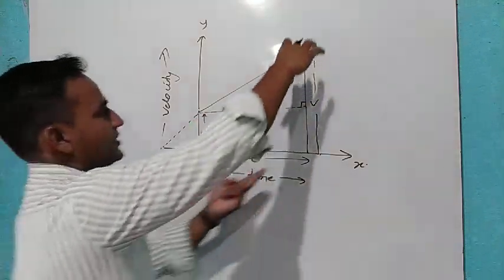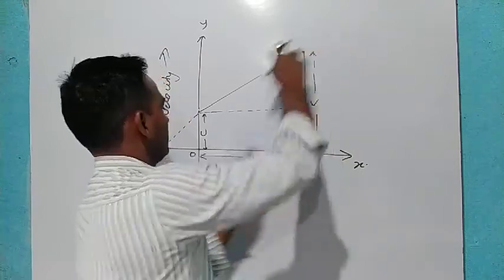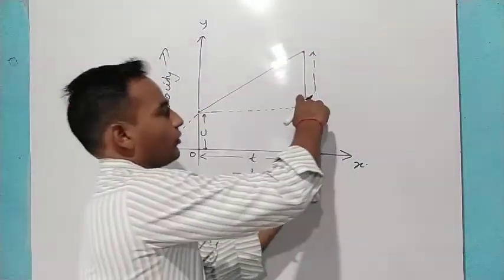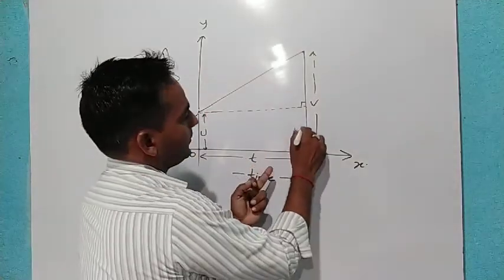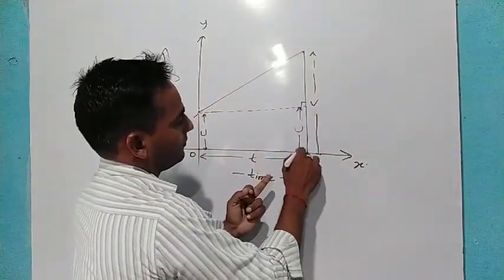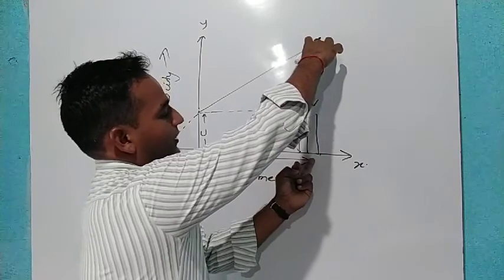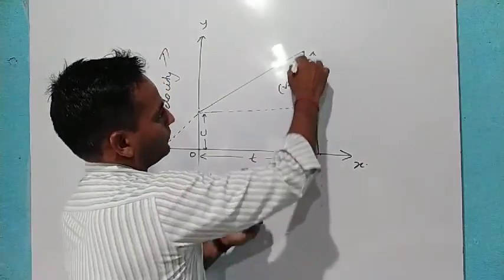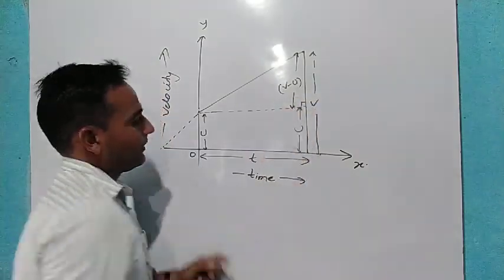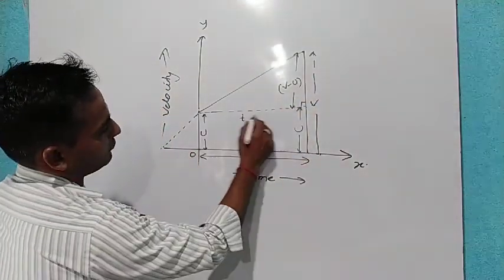So if this is v, this is u, what about this? This is u, this will be u. This whole part is v, this is u, so this remaining will be v minus u. And this part is t, so this part also will be t.